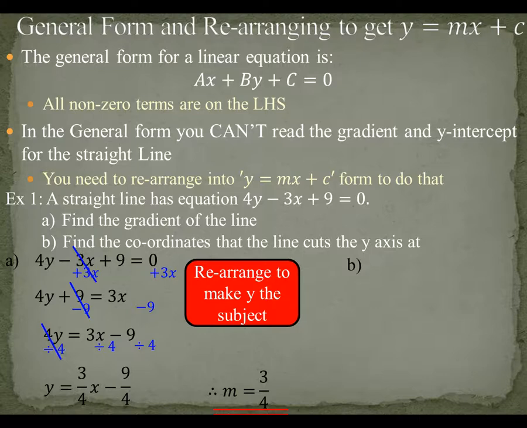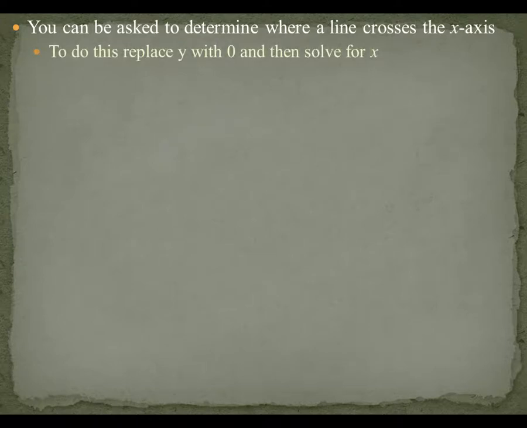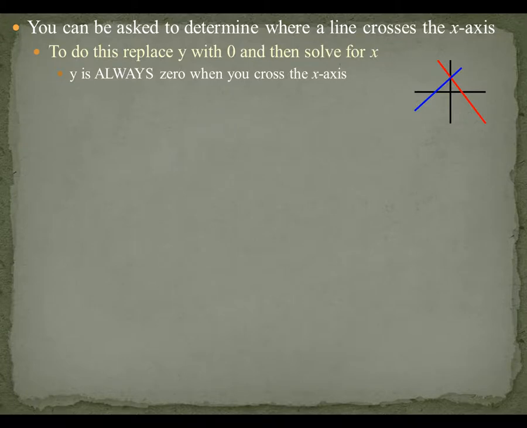So once it was in that form, I'm able to tell you the gradient. For B, find the coordinates where the line cuts the y-axis. Well, the y-axis is your y-intercept, so it's just minus 9/4 is the y-coordinate, so the y-intercept is therefore 0, comma, minus 9/4. You can be asked to determine where a line crosses the x-axis as part of a question like that. To do this, you simply replace y with 0, because when it's crossing the x-axis, your y is 0. Y is always 0 when you cross the x-axis, no matter what type of equation you're dealing with.